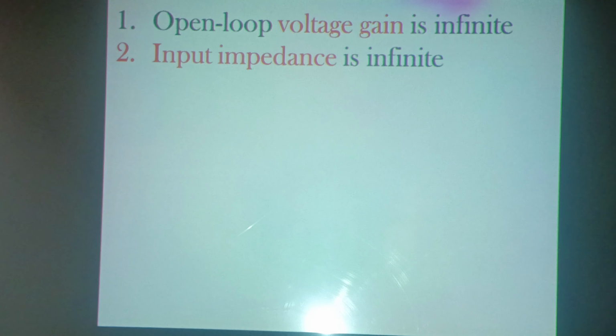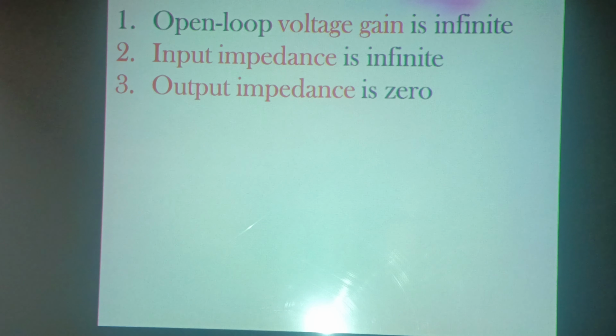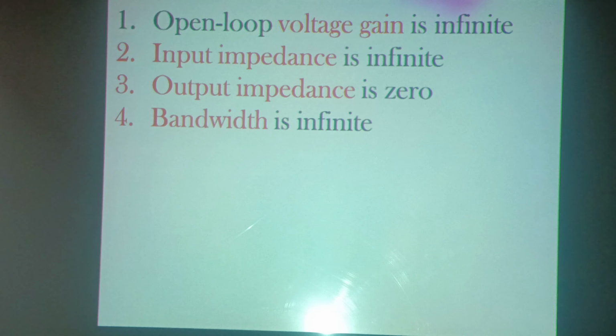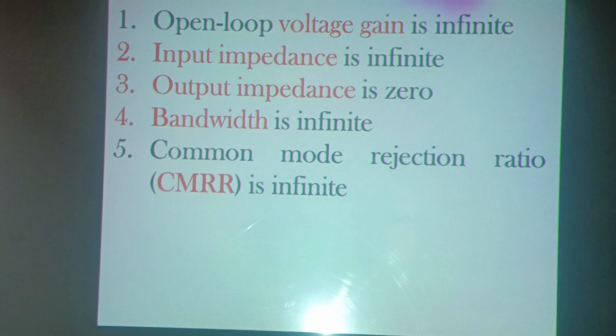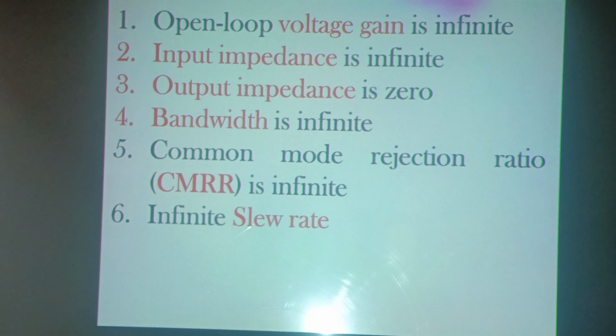And the next parameter is, for ideal op-amp, the input impedance is infinite. For ideal op-amp, the output impedance is 0. Ideal op-amp has infinite bandwidth. For ideal op-amp, the common mode rejection ratio, that is CMRR, is infinite. Ideal op-amp has infinite slew rate.